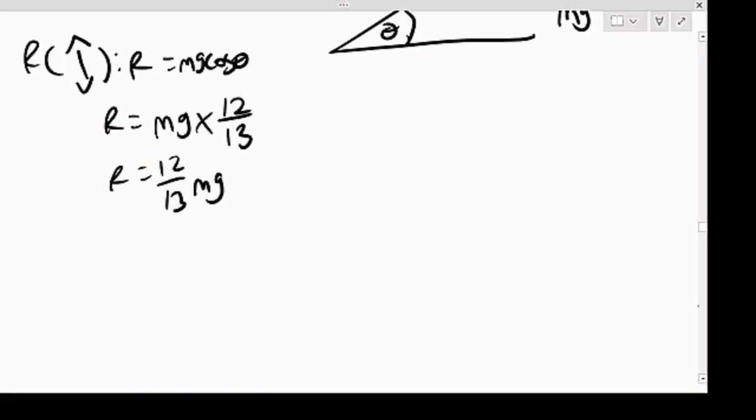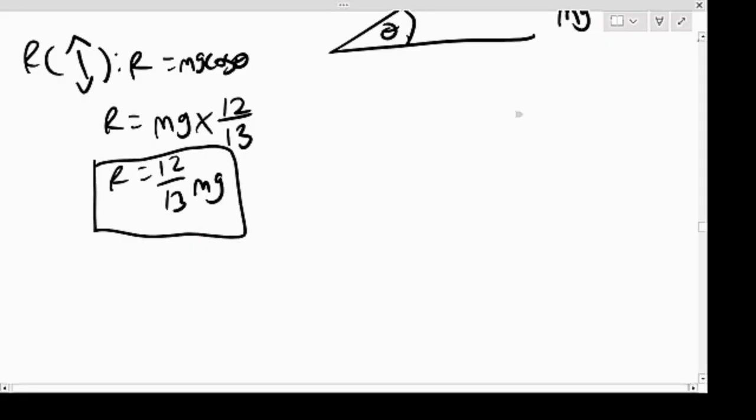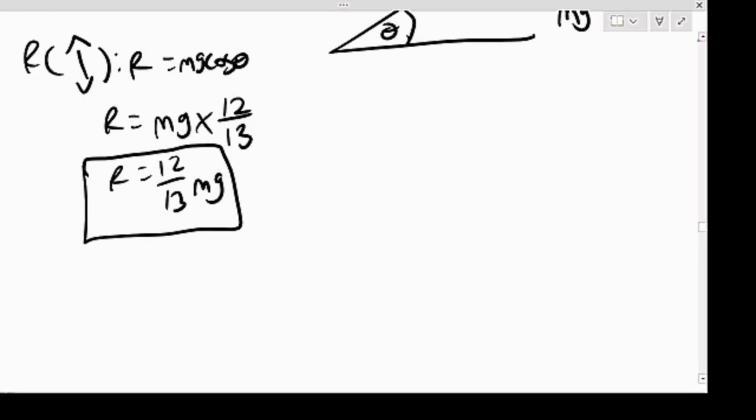Now I'm going to leave it in terms of m and g. I'm not going to say g is 9.8. I probably could do, but I think just leaving it as letters will help me, and you'll see things cancel in the end. The letters will cancel out. But let's leave it like that, okay? R is 12/13 mg.